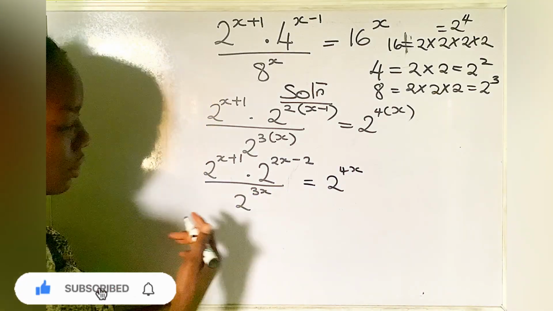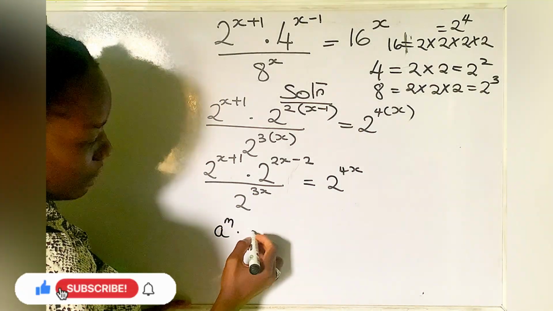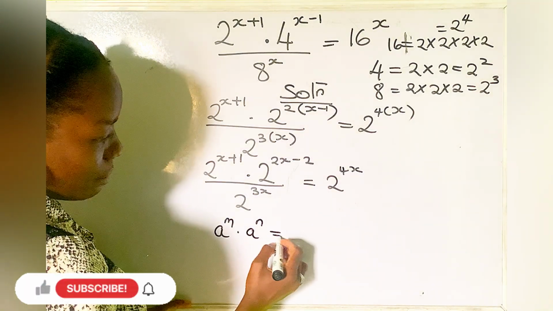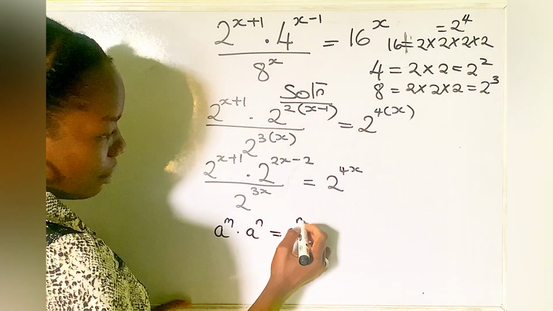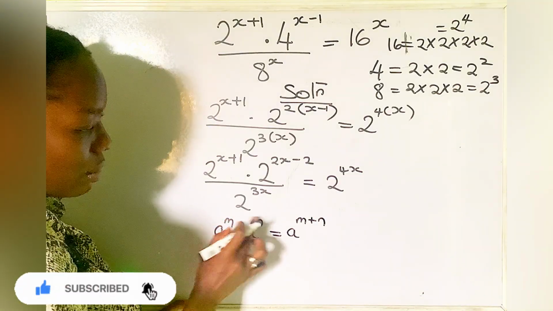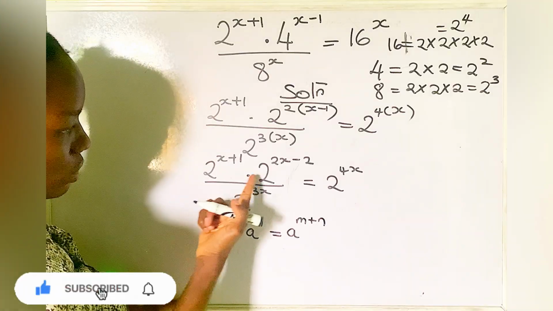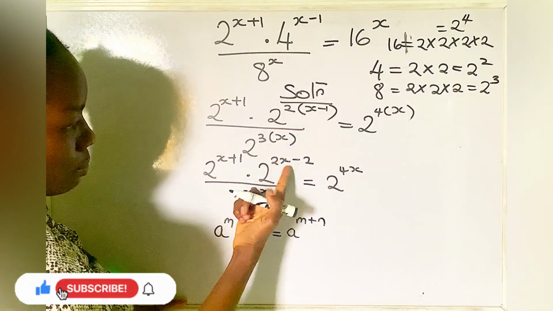Okay, now when you have something like a to the power of m multiplied by a to the power of n, it's the same thing as saying a to the power of m plus n. Notice that their bases are the same, so we can add the powers together. So in this situation, we have base 2 and base 2, and we can add these powers up.